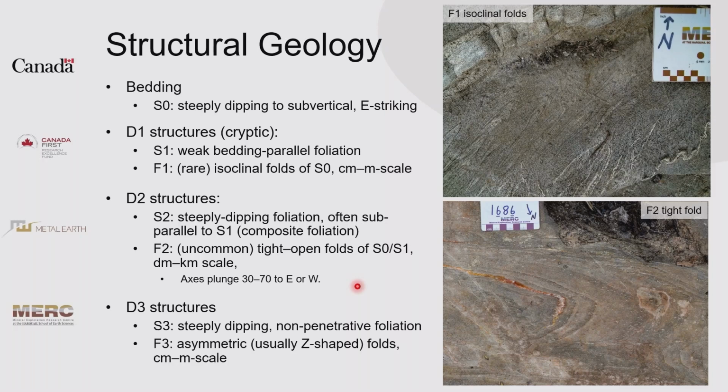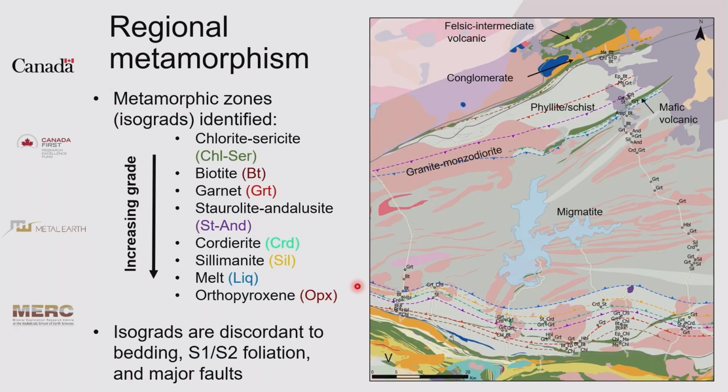For the regional metamorphism, we've looked at 7 or 8 metamorphic zones, starting at the chlorite-sericite zone right at the margins and within the volcanic zones. Then we go through biotite, garnet, and then staurolite and andalusite, coming in at about the same time. So we usually see that association of the two minerals, which is interesting.